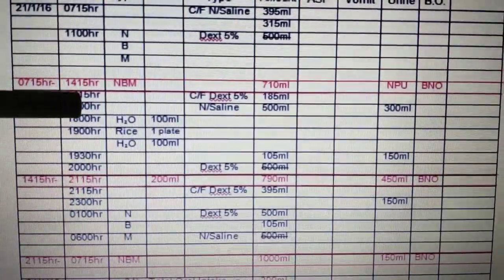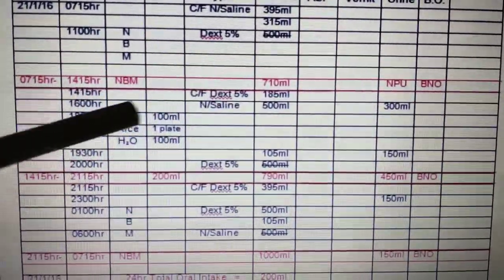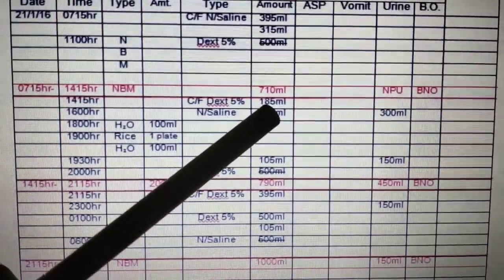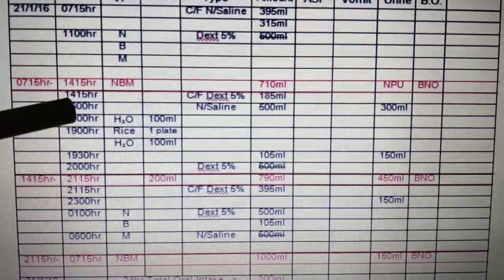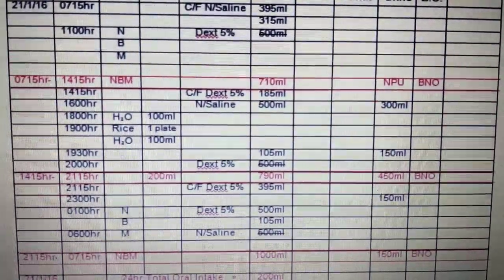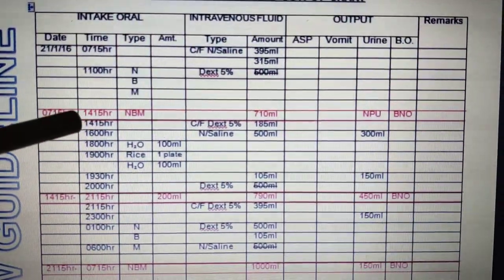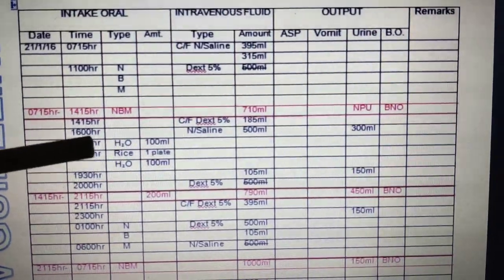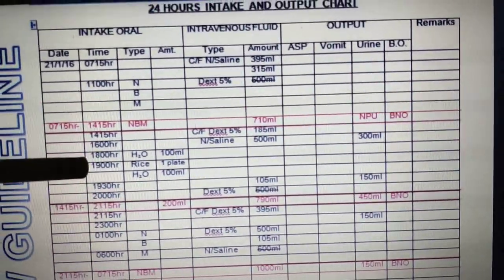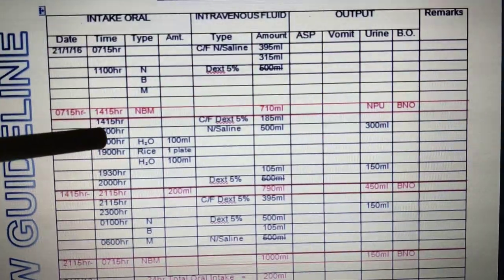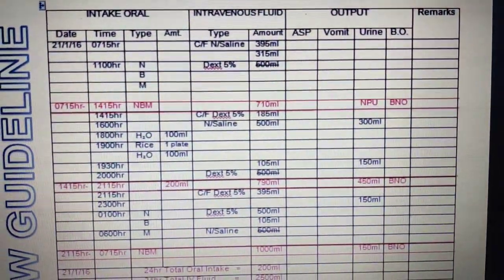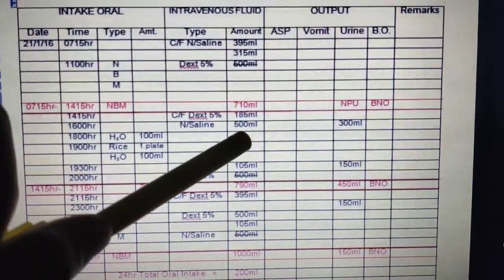At 2:15, again the second shift nurse started the dextrose 5%. Then they had to write 185 ml. After some time, 4 hours later, that is 16 hours. At 4 o'clock she started the saline. How much is it? 500 ml. She started 500 ml.